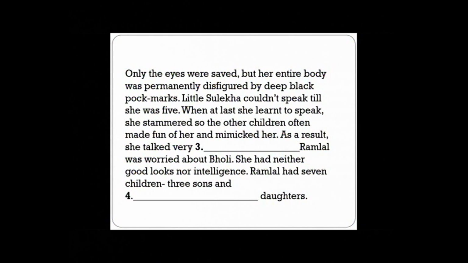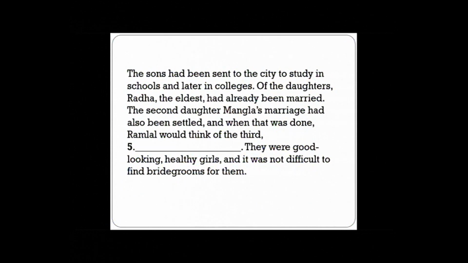Ramlal had 7 children, 3 sons and 4 daughters. The sons had been sent to the city to study in schools and later in colleges. Of the daughters, Radha, the eldest, had already been married. The second daughter, Mangala's marriage had also been settled, and when that was done, Ramlal would think of the third, Champa. They were good-looking, healthy girls, and it was not difficult to find bridegrooms for them.